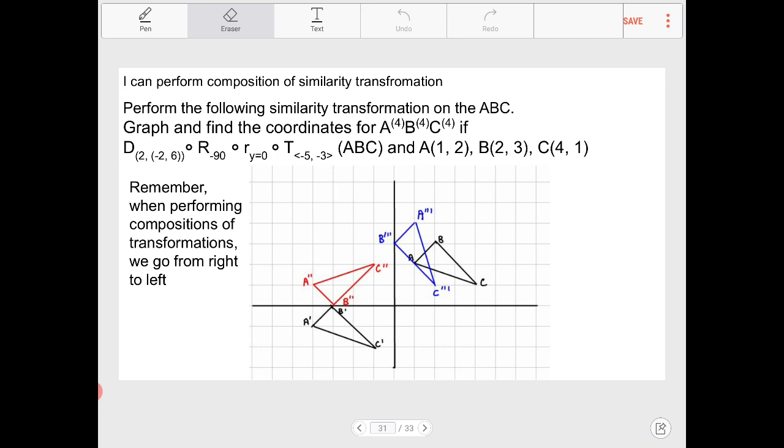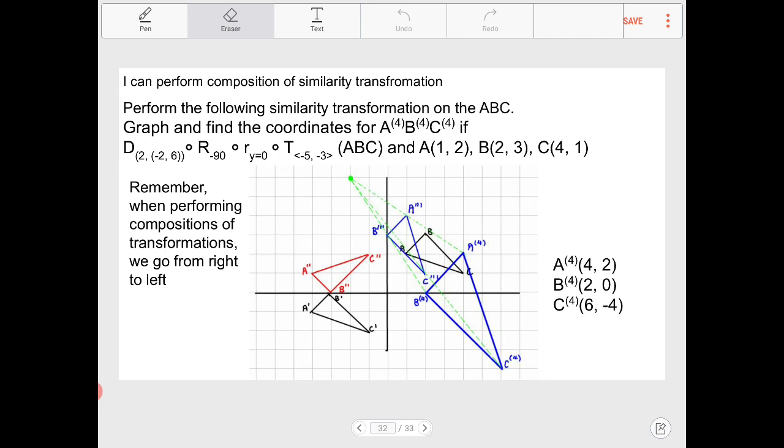After we end up in the first quadrant with a rotation of -90 degrees, we are going to dilate this over the point -2, 6 by a factor of 2. So I'm going to pinpoint -2, 6, and then we're going to dilate it by a factor of 2. A'''', B'''', C'''' will end up with the coordinates of 4, 2, 2, 0, and 6, -4.